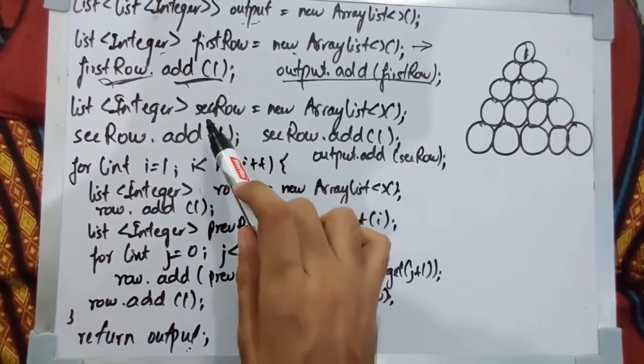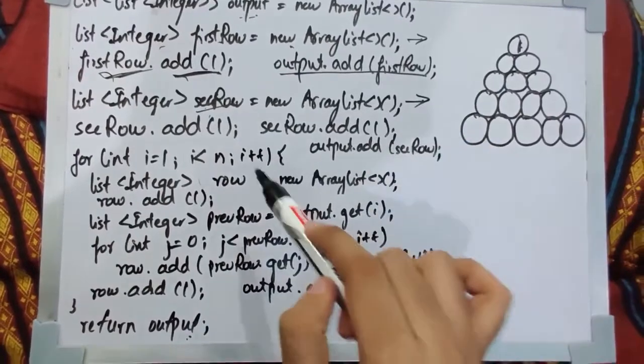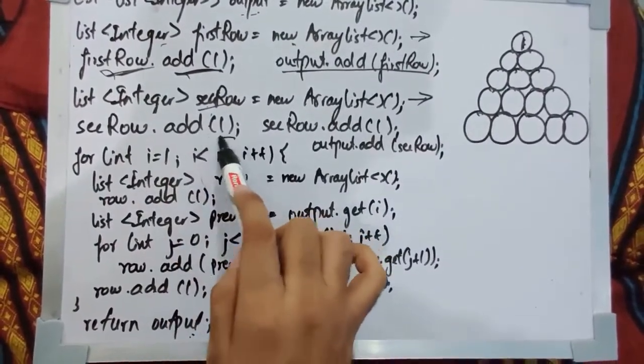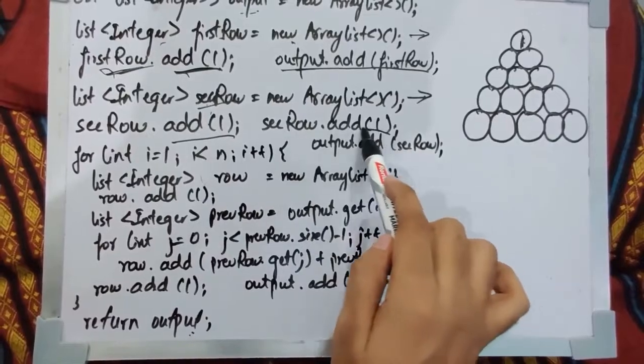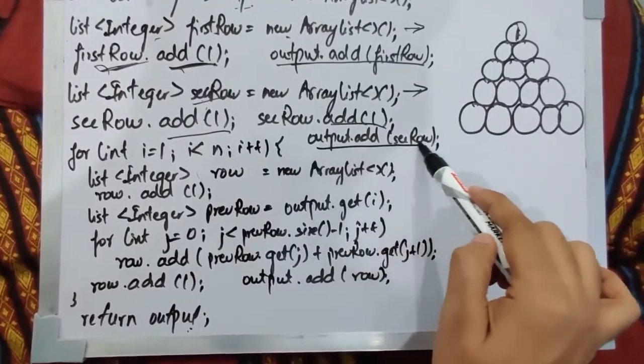Now we are creating the second row. So this is again the new object creation. In the second row we added 1 and again 1. So both of them are added, and we added the second row to our output.